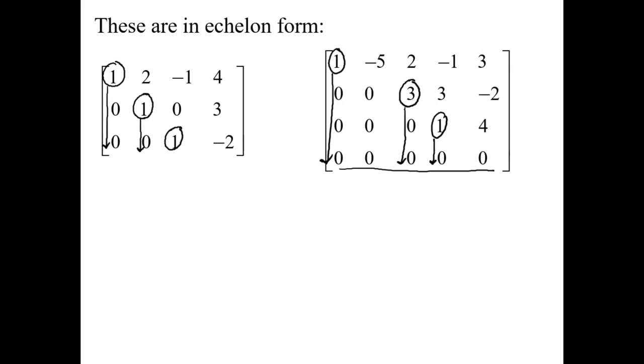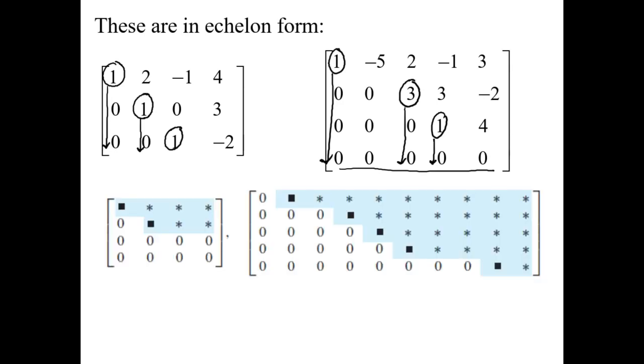That's acceptable. Here's a couple more, just generalizing. In this case, each of those pivot positions has a little square in that spot. All the stars can be any number at all, doesn't matter. And then below each of these pivot positions, we have to have zeros. And in the lower left matrix there, the bottom 2 rows are zeros, so there are no pivot positions there.